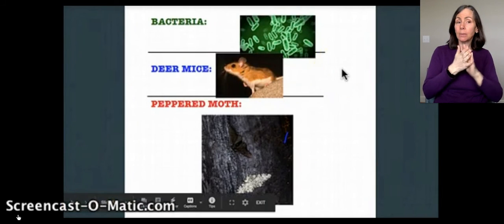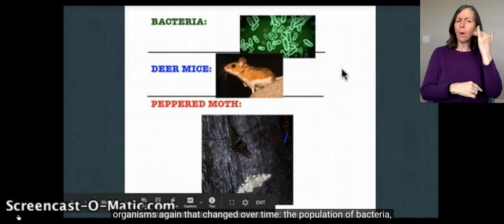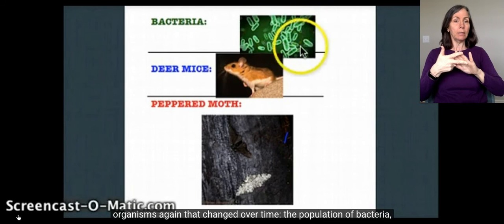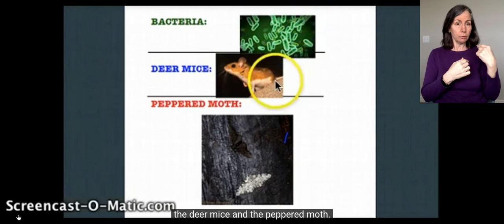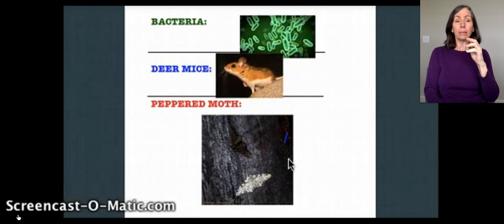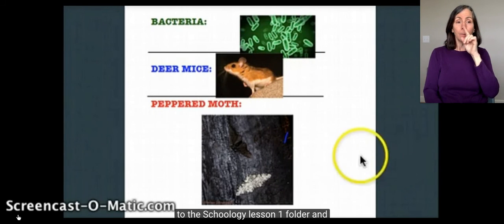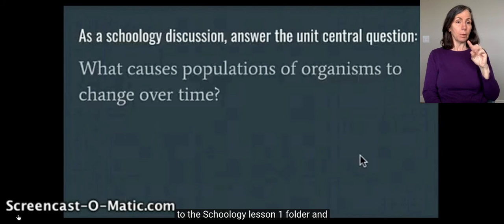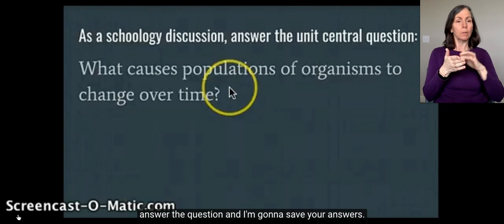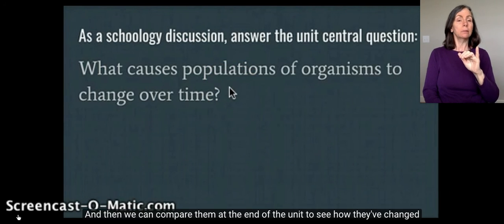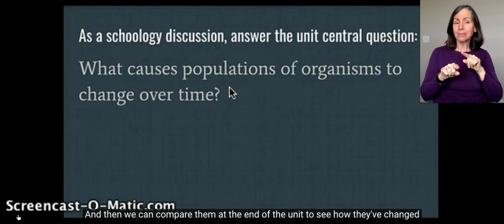So here are the 3 different organisms again that changed over time: the population of bacteria, the deer mice, and the peppered moth. You're going to go to the Schoology Lesson 1 folder and answer the question. And I'm going to save your answers, and then we can compare them at the end of the unit to see how they've changed.